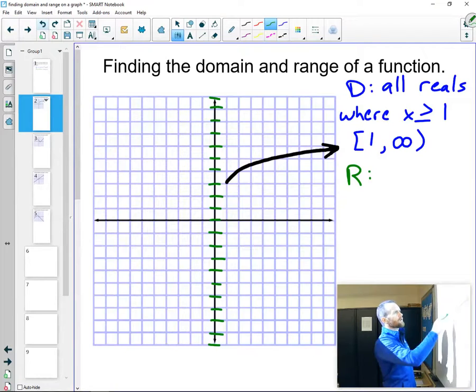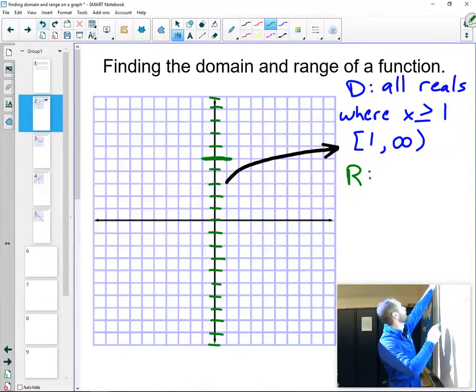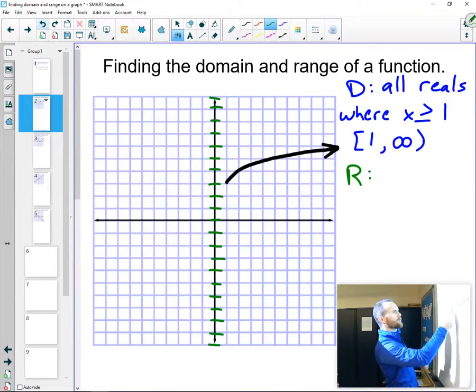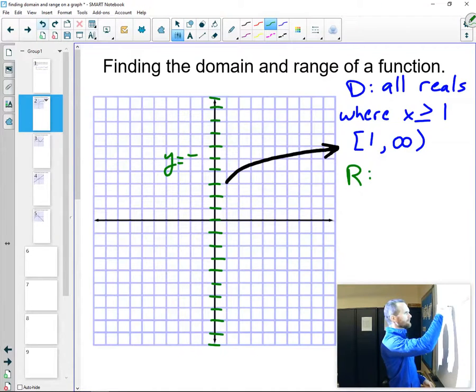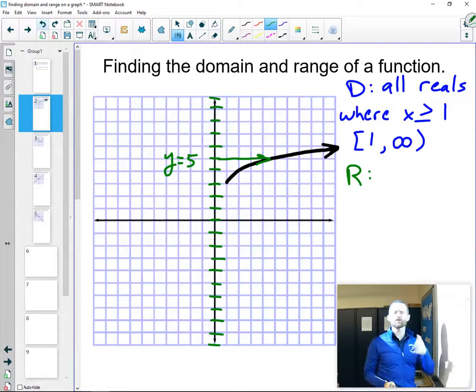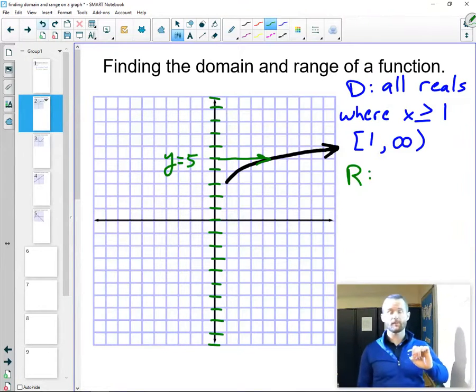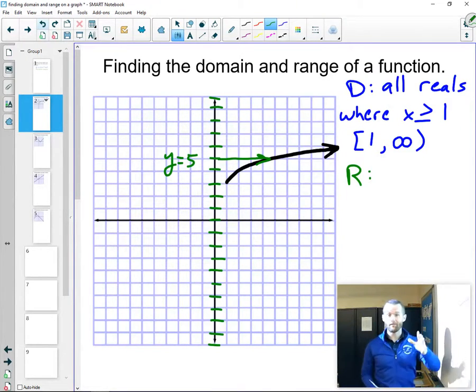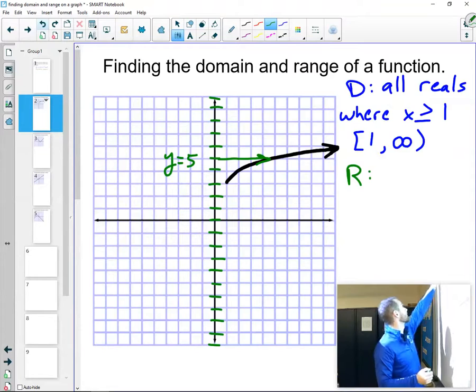A range value that works, I would probably pick this one, which is what? 1, 2, 3, 4, y equals 5. Y equals 5 is a part of our domain. Excuse me, it's a part of the range. That was a bad mistake on my part. Let me repeat that. Y equals 5 will be part of the range of this function because that's a y value that hits the function.